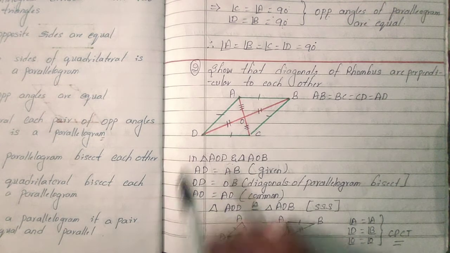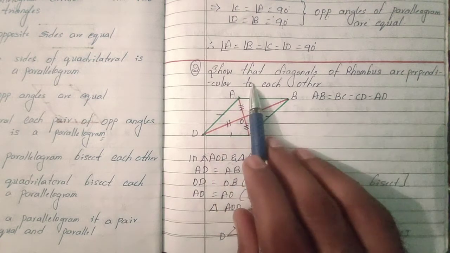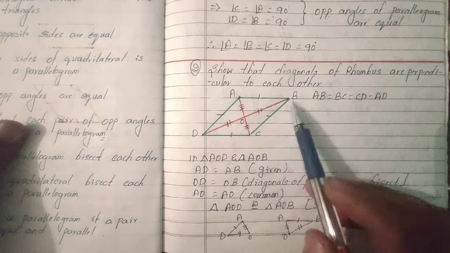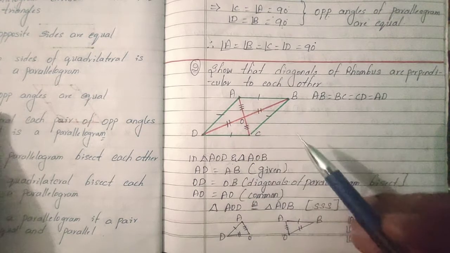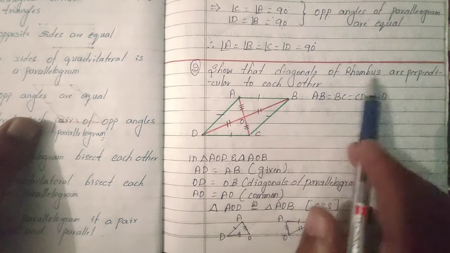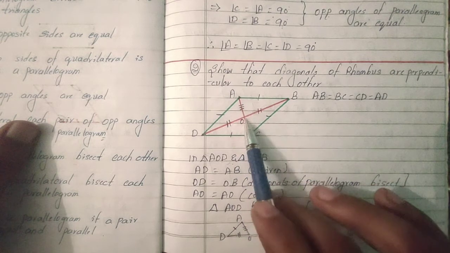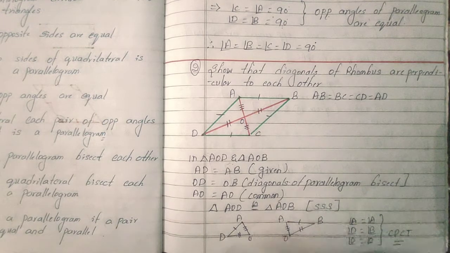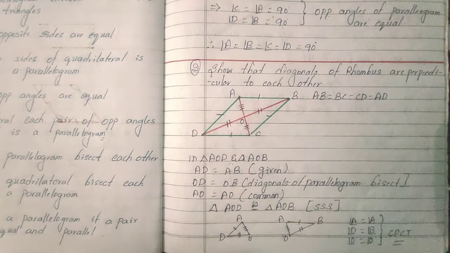Now show that the diagonals of a rhombus are perpendicular to each other. I am taking one rhombus ABCD. I have taken 2 diagonals. What am I supposed to show? Diagonals of a rhombus are perpendicular to each other, means the angle between the diagonals is 90 degrees. How to prove this? I know all the sides are equal because it's a rhombus.